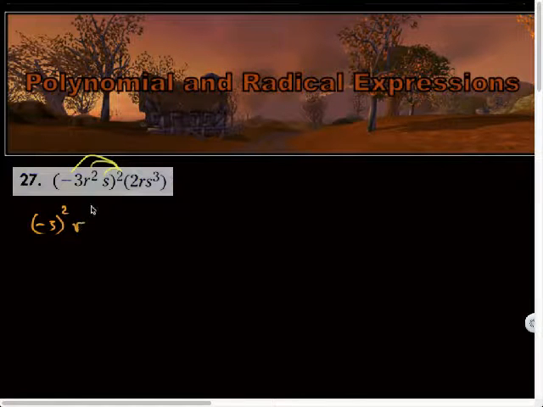R squared squared, what do I do with those exponents? Multiply them. And actually in this case I would be unable to determine if you added them, because 2 plus 2 is the same as 2 times 2, is the same as 2 squared. That crazy 2. S to the first times 2 is 2. And then we'll just have this multiplied by 2r s cubed, like so. Notice I don't distribute this cubed because it only applies to the base that it's with.